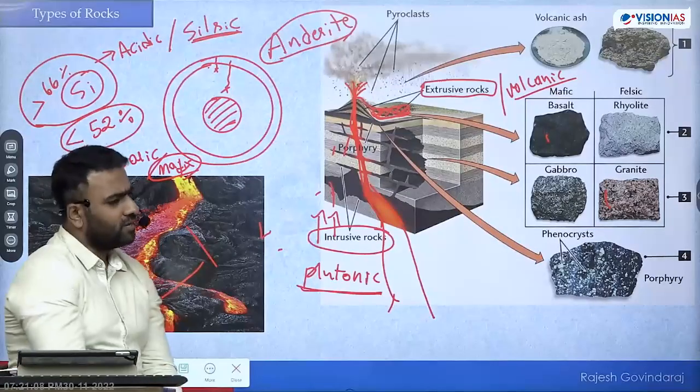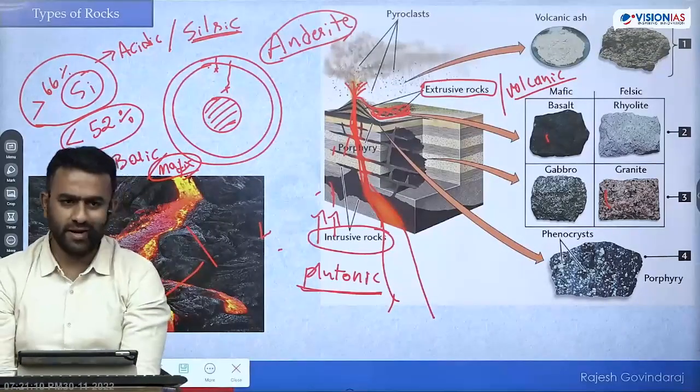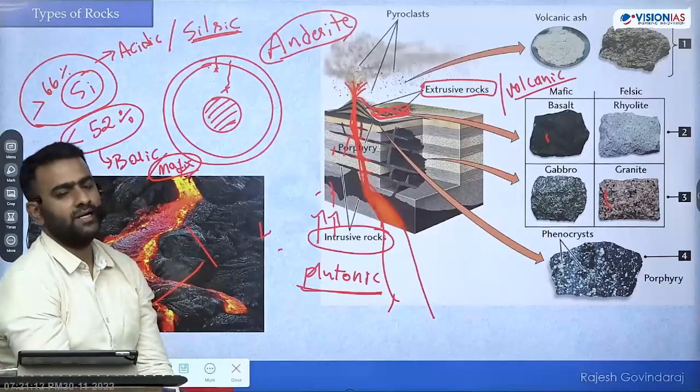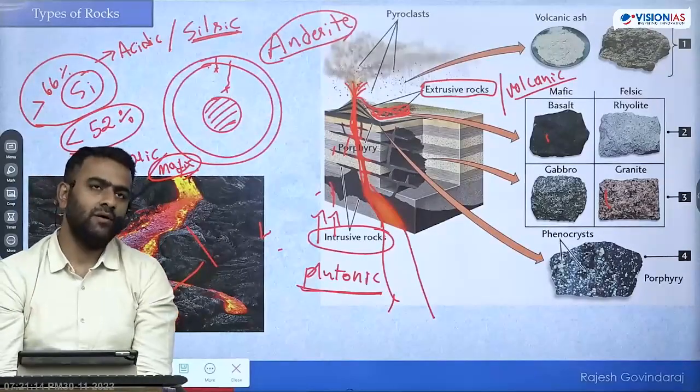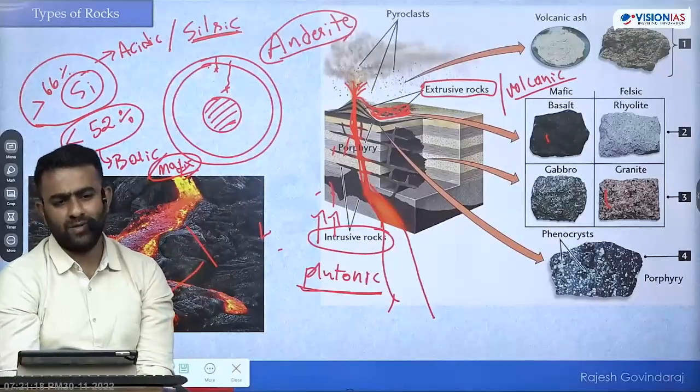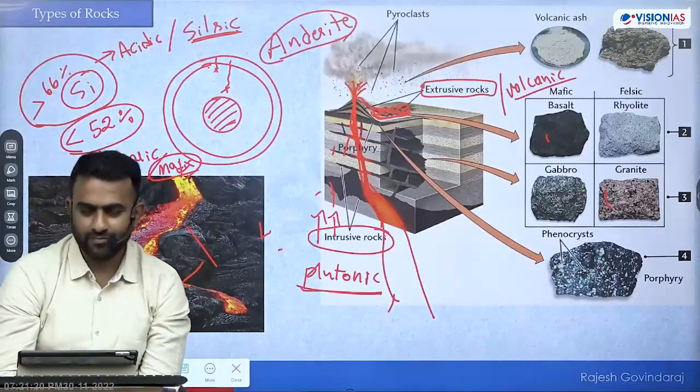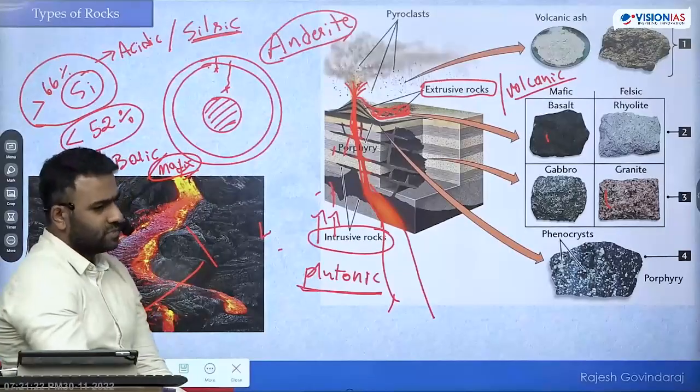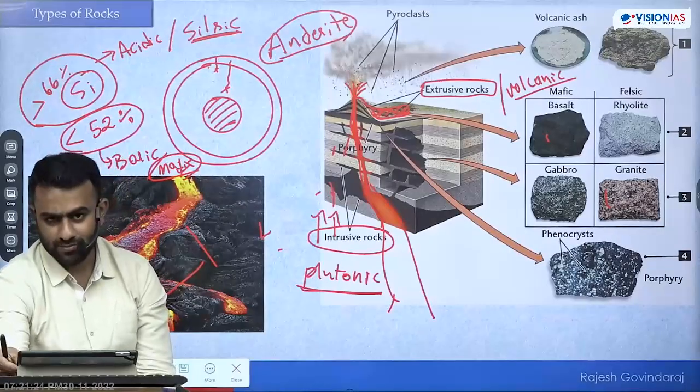So four names are enough. Examples: granite, gabbro, andesite and basalt. In terms of acidic rock, an example is granite; for basic rock, an example is basalt. Okay? This is about igneous rocks. Any doubts about igneous rocks?